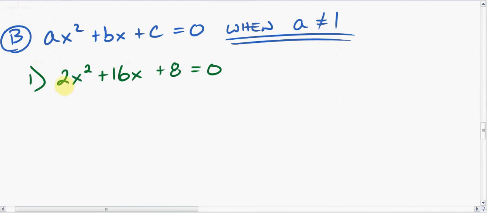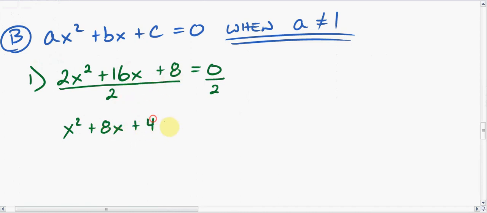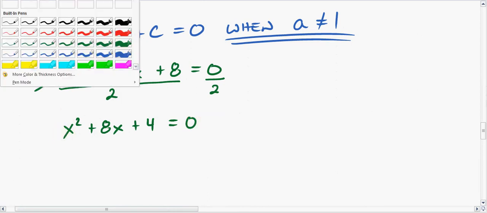So we need to make this number 1. So what you do is you divide both sides of the equation by whatever that leading coefficient is. So what's our leading coefficient? 2. So our first step is to get our leading coefficient to be 1. So I'm going to divide both sides by 2 first. So 2x squared divided by 2 gives me x squared. 16x divided by 2 gives me 8x. And 8 divided by 2 gives me 4. And 0 divided by 2 is still 0. So now I have a leading coefficient of 1.